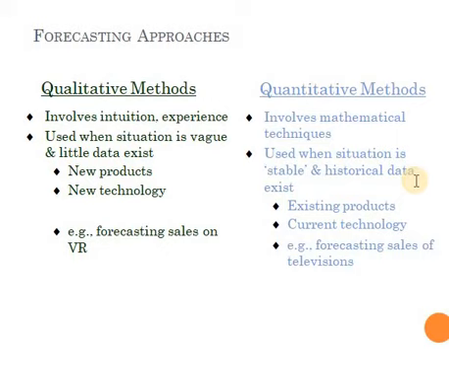I know the forecast, the previous forecast and the previous demand of this current product. It is already an existing product, and the technology is not new, so I can easily do the forecasting. Let's say we are forecasting the sales of television. I know the past data.